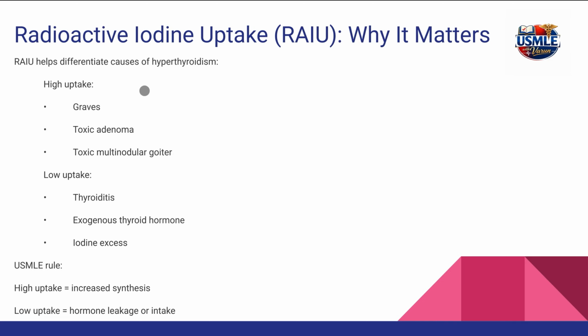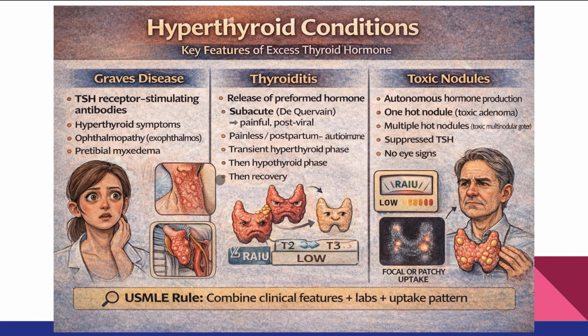Radioactive iodine uptake patterns. High uptake means increased synthesis, like in Graves and toxic nodules. Low uptake means leakage or external hormone, like in thyroiditis. Okay, high uptake, increased synthesis; low uptake, leakage of hormone. So high uptake is seen in conditions like Graves, toxic adenoma, and toxic multinodular goiter. In all these conditions, there is increased synthesis of these hormones. Whereas in thyroiditis, exogenous thyroid hormone and iodine excess, there is hormone leakage or exogenous intake, which leads to low uptake of radioactive iodine.